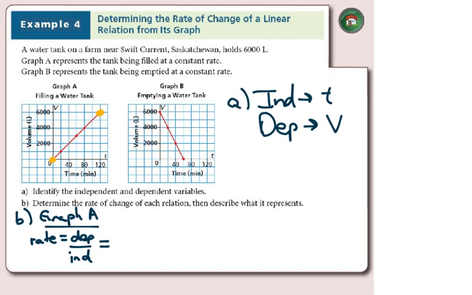Dependent variable being V, the volume, we go from a volume of 0 up to a volume of 6,000 liters. The independent variable, the time, goes from 0 to 120 minutes. If we divide that out, we get 50, and the units would be liters per minute. What does this mean? This is how fast the tank is getting filled.